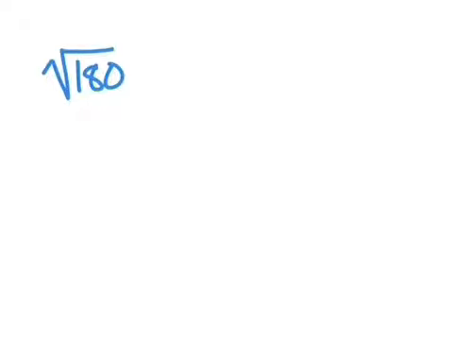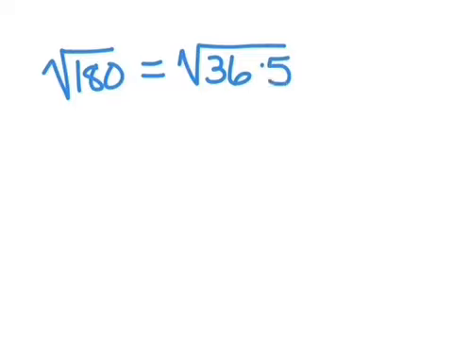The greatest perfect square factor, however, is 36. 36 times 5 equals 180. So we factored here using the greatest perfect square factor. Now we're going to use the product property of square roots, which just means we're going to split these apart. Square root of 36 times the square root of 5.